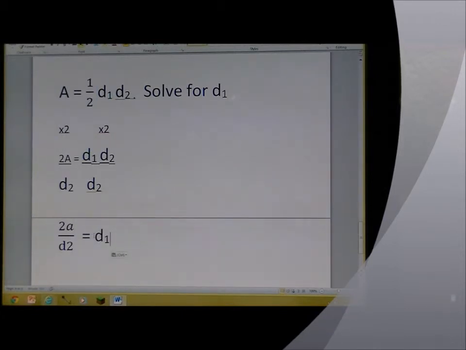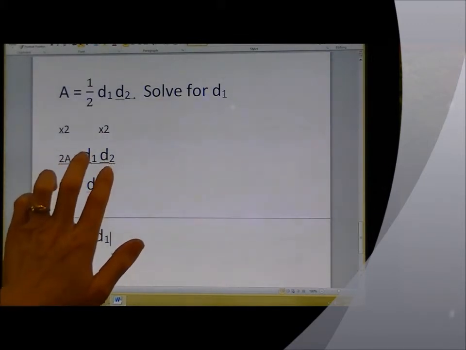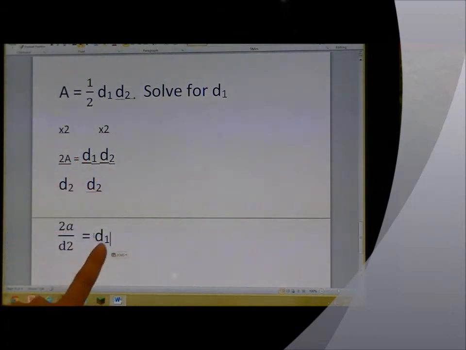Keep in mind, a lot of kids get confused that these subscripts, they think they mean exponents, but they don't. They're just a way to denote this is a diagonal and this is the other diagonal in a kite. So they just denote that these are two different diagonals. So you don't have to square them or anything like that. This one, it should be subscripted, but I don't know how to do it.